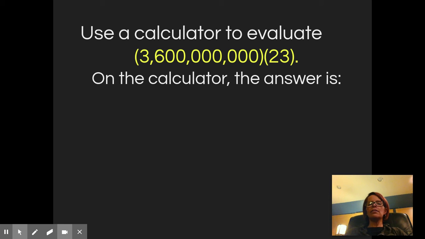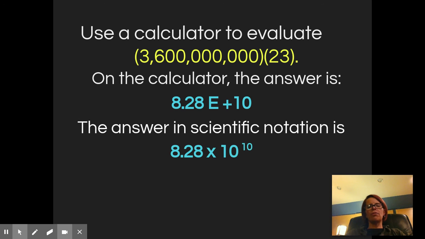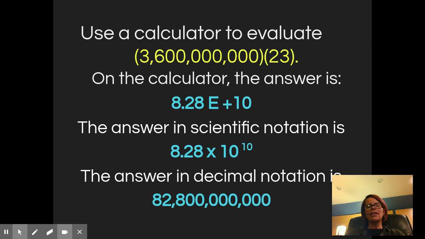All right, let's try one more. Let's use a calculator if you can. I've got this really big number. We're going to multiply it out. On the calculator, the answer comes out to 8.28 E plus 10. E means exponent, so that means times 10 to the 10th power. So 8.28 times 10 to the 10. That's what it means on your calculator. And now if you were actually to write it out, it's a honking big number.